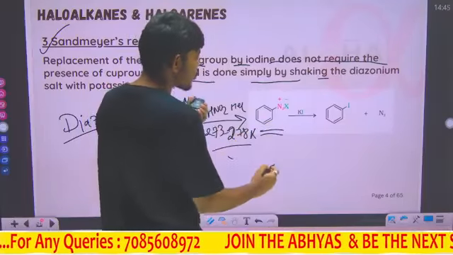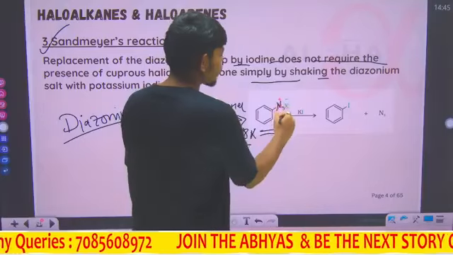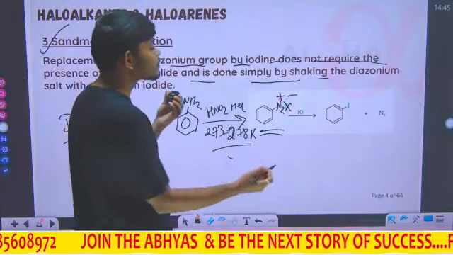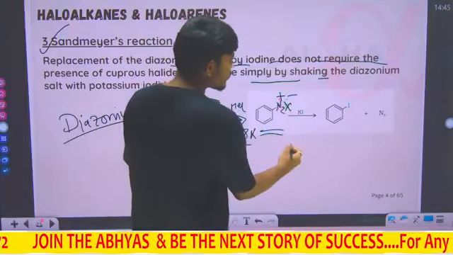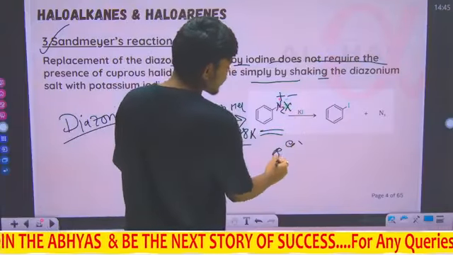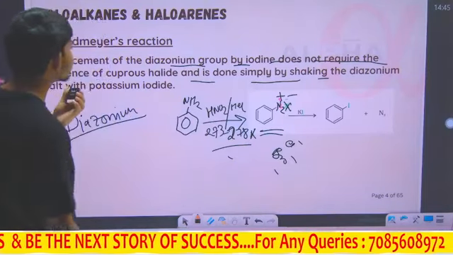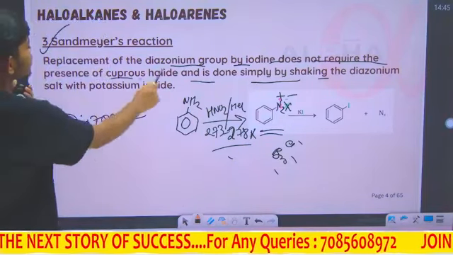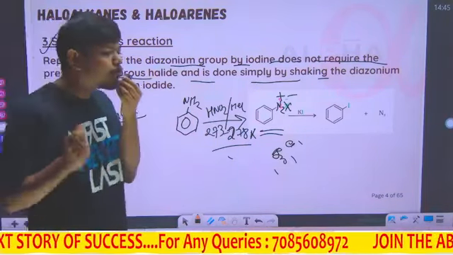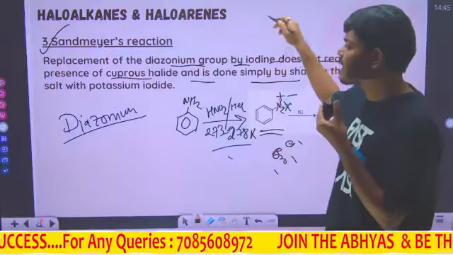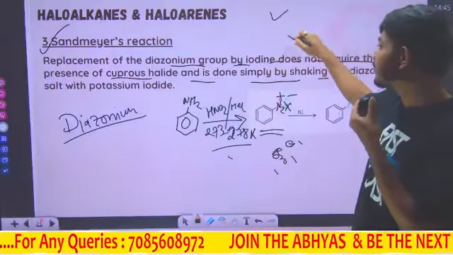This is your diazonium salt. This is the structure plus X minus. X minus can be Cl minus, or Br minus if you're using HBr. Sandmeyer reaction is nothing but this, where cuprous halide is used. There is one kind of Sandmeyer reaction, and there is one kind of Gattermann reaction.